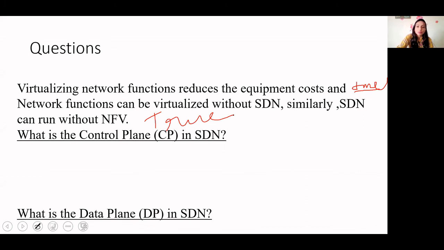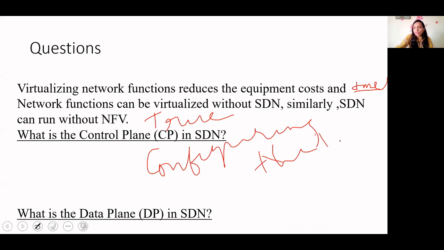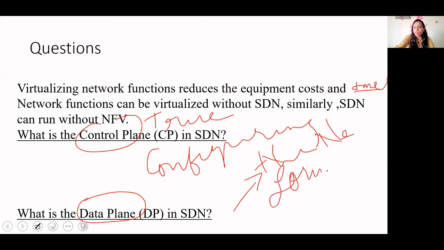Okay, what is the control plane in SDN and what is the data plane? Yesterday we had studied. What is the control plane? Yes, it is used for configuring the network. Configuration and control was done by the control plane. Data plane, what does it do? Last class it was, not this class question. What does the data plane do in SDN? It takes care of forwarding data.